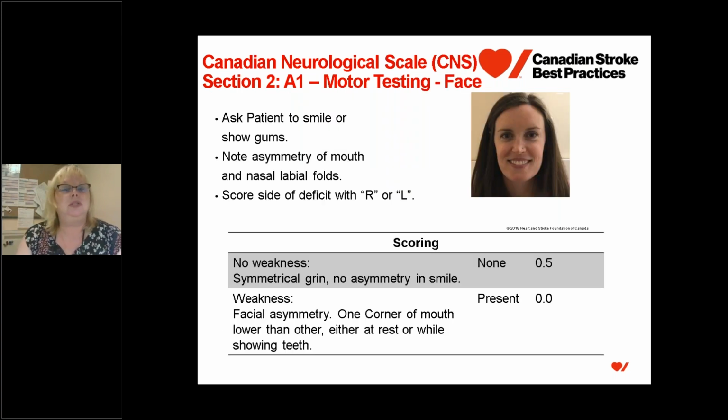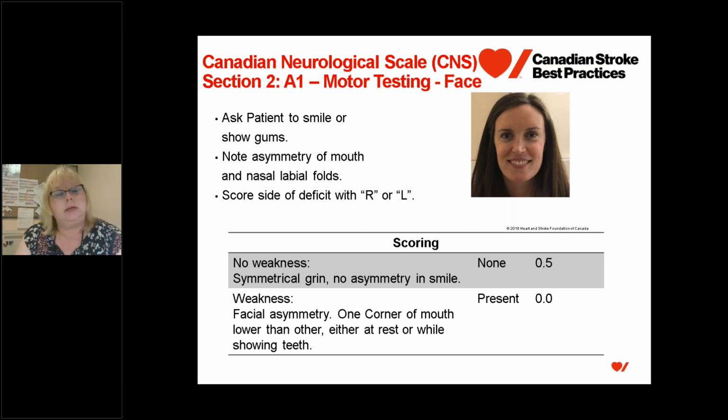So we'll start by looking at motor testing of the face. Here we ask the patient to smile, show their teeth. We're looking for asymmetry of the mouth and the nasolabial folds. Scoring for motor testing in the face is either none, no weakness. In this situation, the patient has a very asymmetrical grin. There's no flattening of the nasolabial folds. They would receive a score of 0.5.